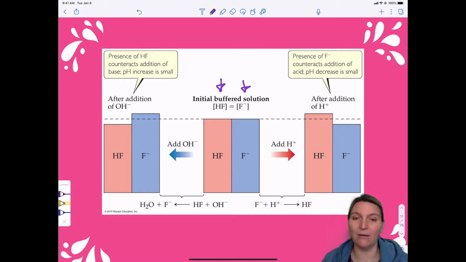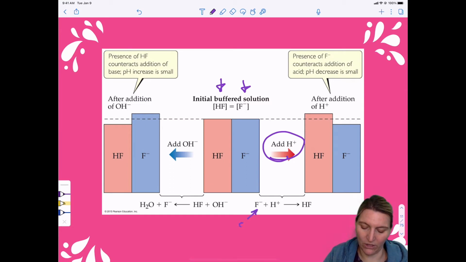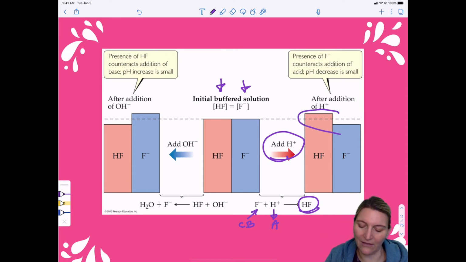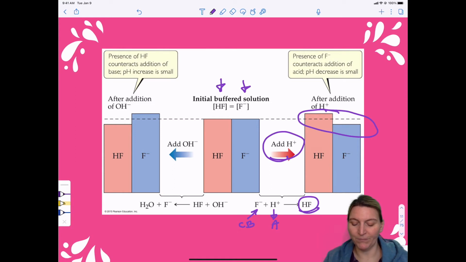Here's why this is a buffered system. Because if I added some acid, what would happen is the conjugate base would react with the acid, because bases react with acids, and it would produce a little bit more of that conjugate acid, of the weak acid, HF. You can see that, do the amounts of HF and F minus change? They do, but not significantly.